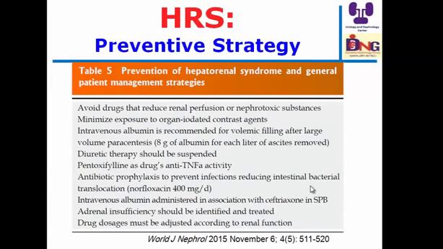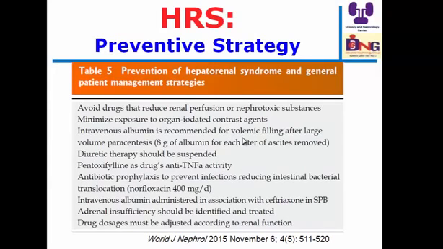How to prevent the occurrence of hepatorenal syndrome? By avoiding drugs that reduce renal perfusion or nephrotoxic substances, and minimizing exposure to iodinated contrast agents. Intravenous albumin is recommended for volume filling after large volume paracentesis, considering 8 gram albumin for each liter of ascites removed. Diuretic therapy should be suspended. Pentoxifylline as a drug with anti-TNF activity, antibiotic prophylaxis, intravenous albumin administration, and adrenal insufficiency should be identified and treated.